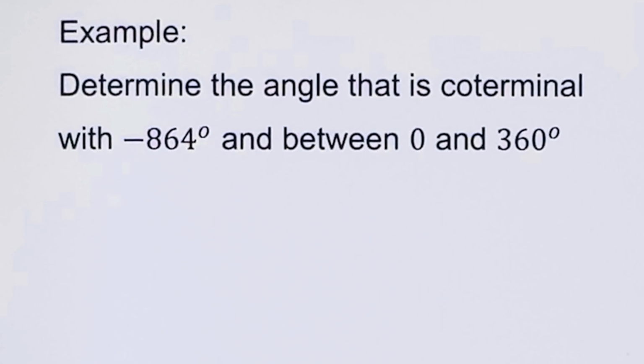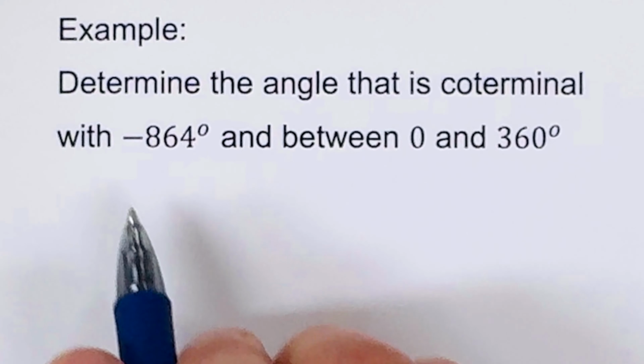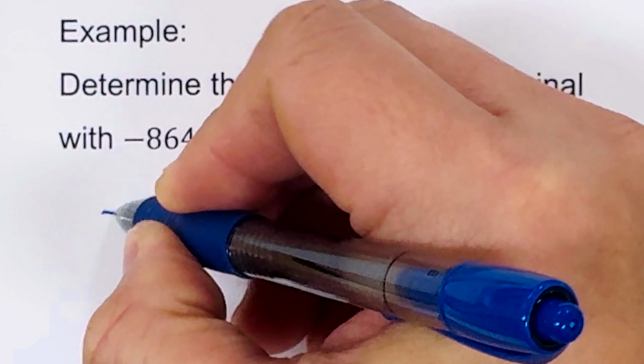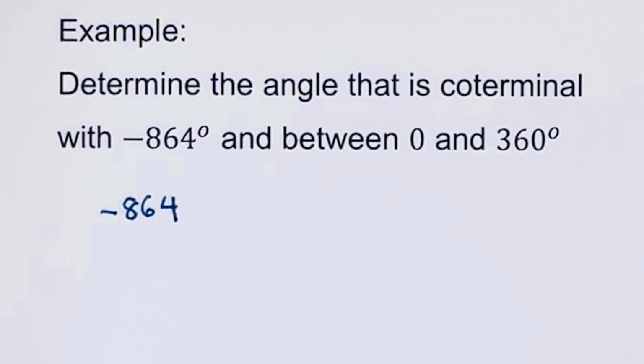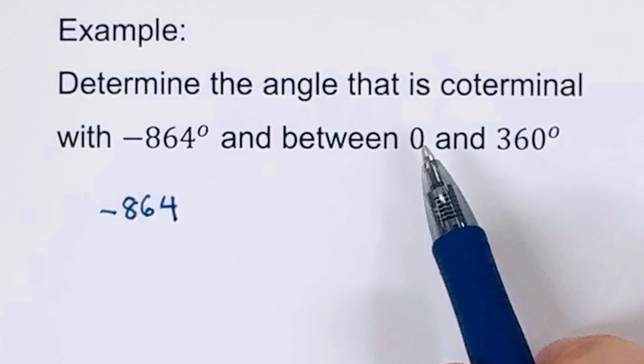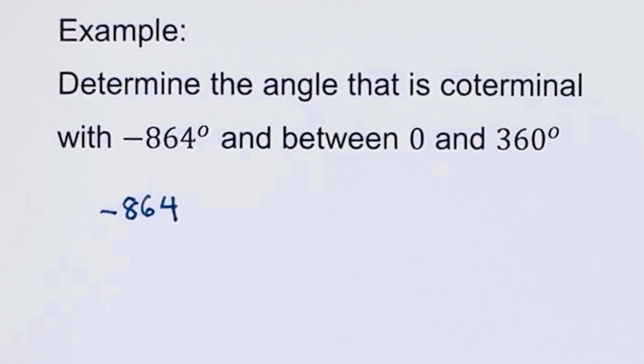In this example, we are given an angle that is negative 864 degrees. Our task is to determine an angle that is coterminal, but should be between 0 and 360. So I'm going to go ahead and write negative 864 down here. To find the coterminal of an angle, we either add or subtract 360. Since we want a positive value here that is from 0 to 360, we're adding 360 then.